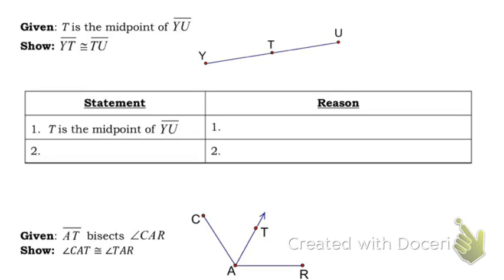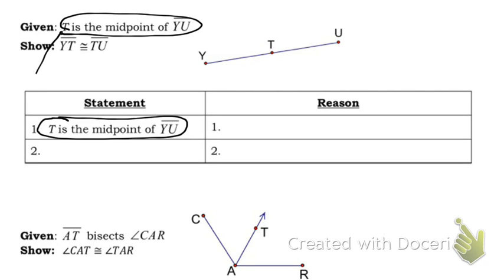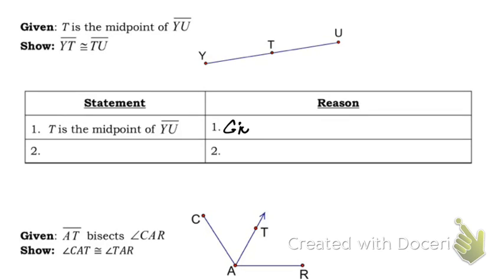We are given that T is a midpoint of YU. Now we come down to our statements, and I repeat that exact same thing. Your first step is almost always to repeat the given, word for word. And then all you have to do is write given.